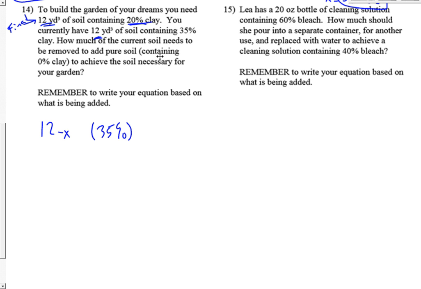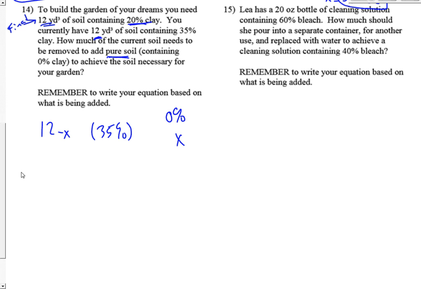And we are going to add pure soil, meaning 0% clay. And we're going to add back the amount that is taken out from the original soil. So we're going to have 0% clay added back, and that's an unknown amount, x.